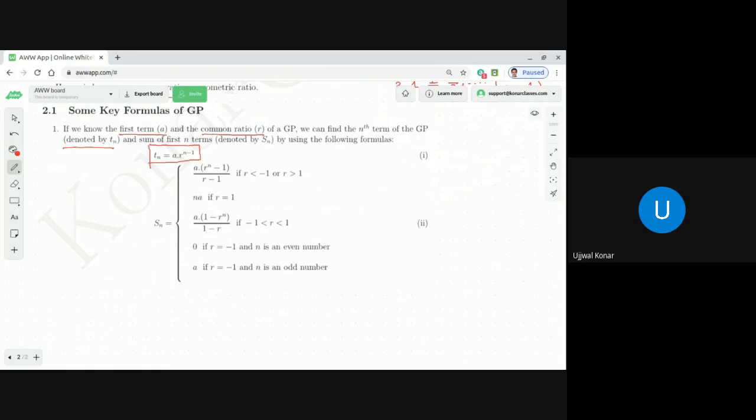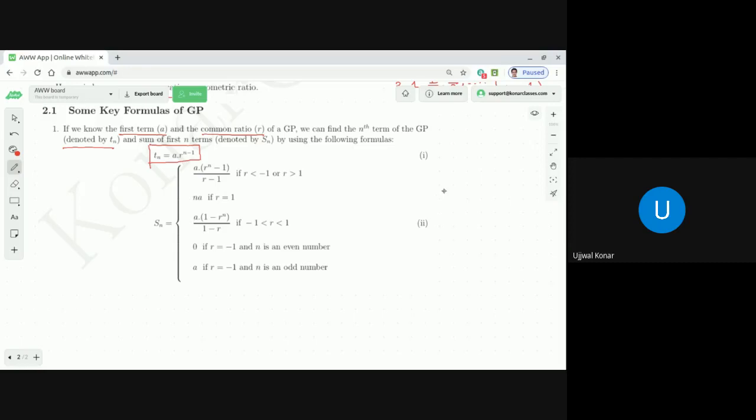And what is the sum up to the first n terms, dear students? That actually depends on the range of values of R. First, if the common ratio is greater than 1 or less than minus 1, the formula is A into R power n minus 1 by R minus 1. Mind it, here it is R to the power n; whatever value you get, then you subtract 1 from that. It is R to the power n minus 1 by R minus 1. So this is the formula.